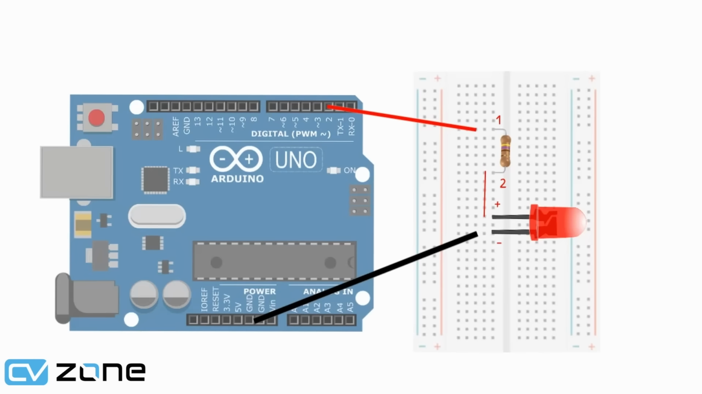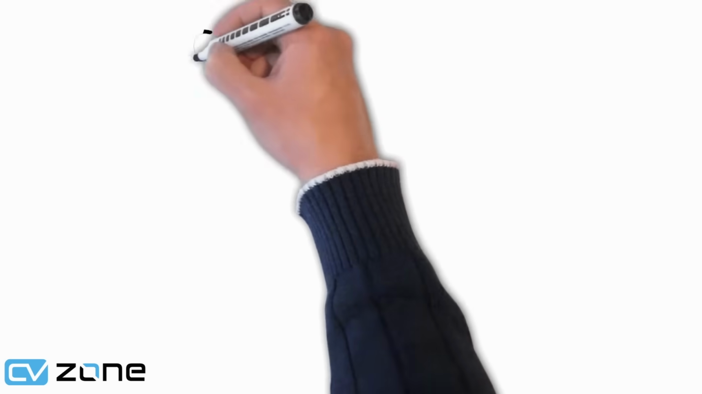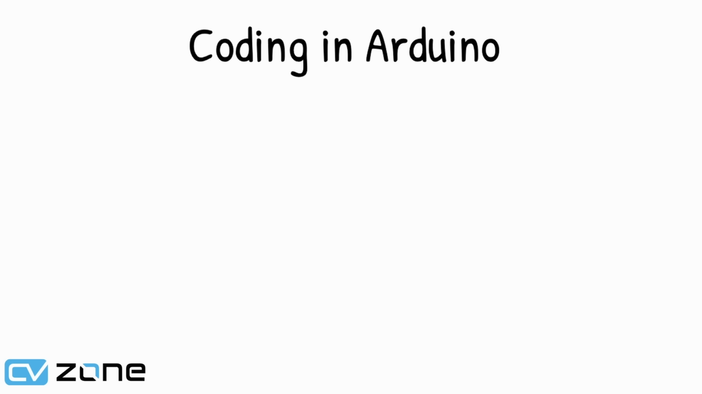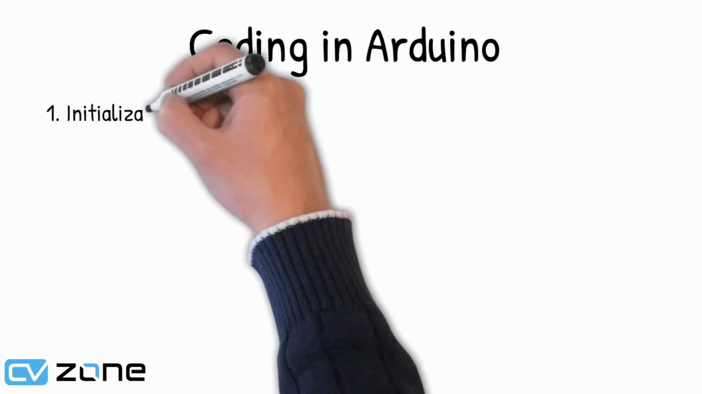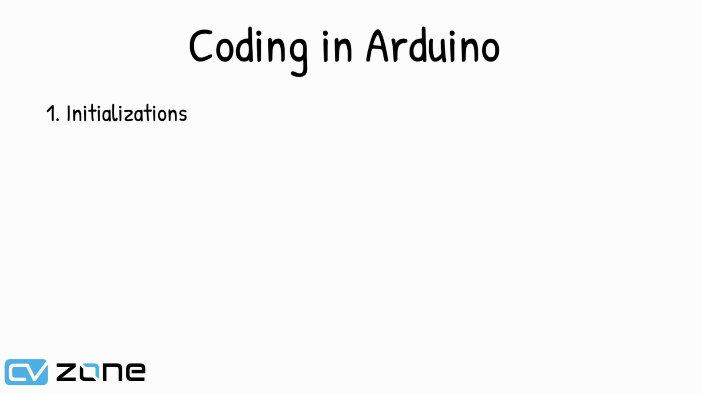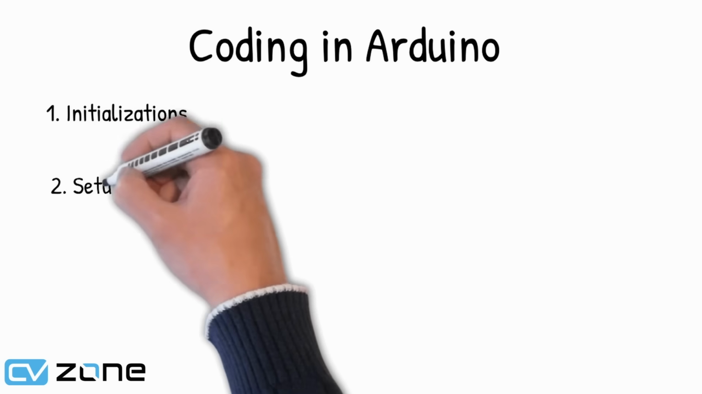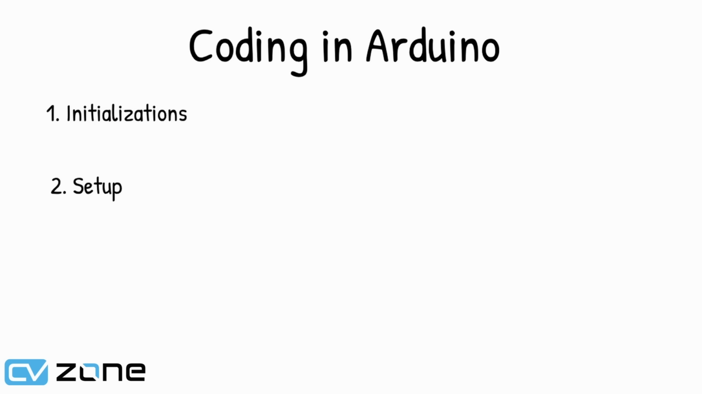So let's program this LED to blink. In Arduino, we have 3 sections of the code. First one is the initializations and declarations. Second is the setup. And third is the loop. The first one we will discuss later.